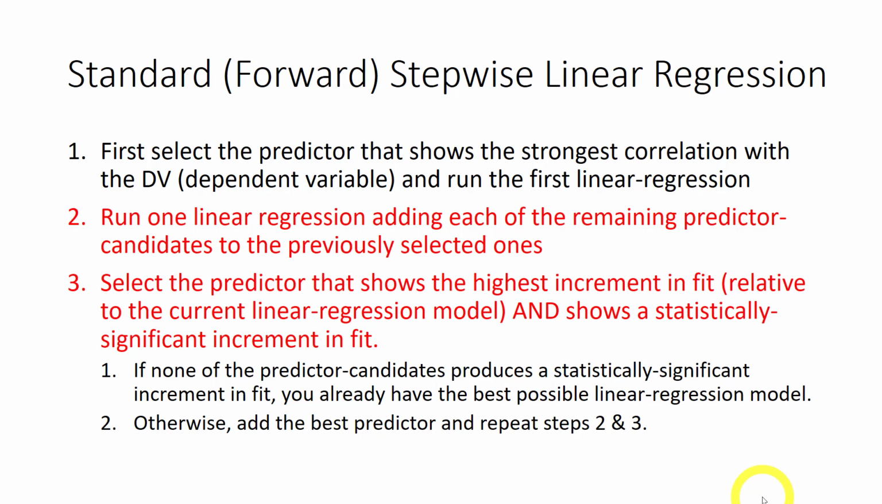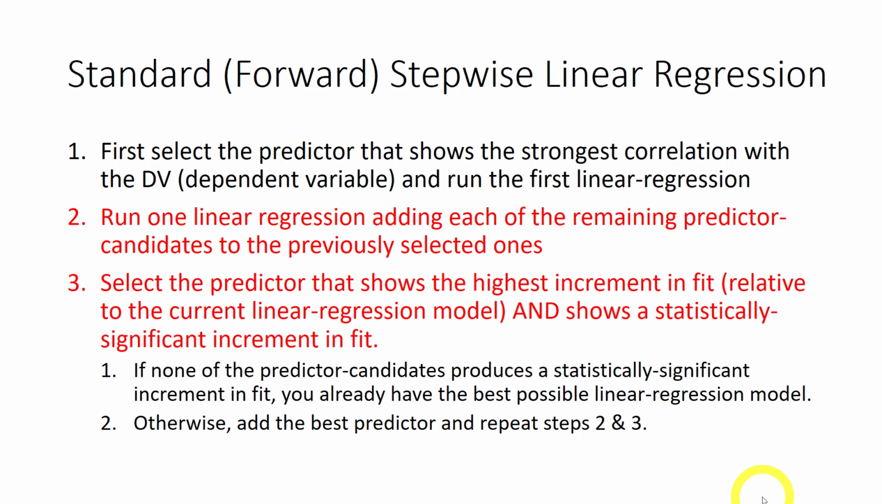In other words, it first does a statistical test to see whether the increment in fit is significant, because there's always going to be some increment in fit, because as you add more predictors, your R squared cannot go down. It has to either remain the same or go up. The question that stepwise linear regression answers is, can we expect that this improvement in fit will happen in other data sets? And so it does a statistical test.